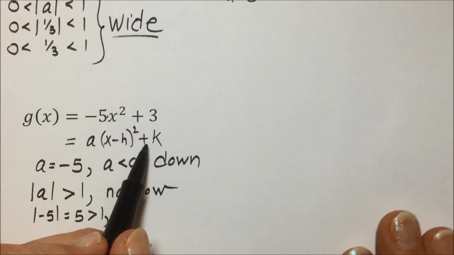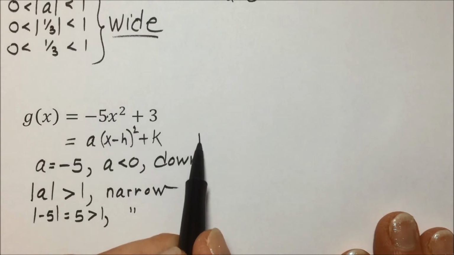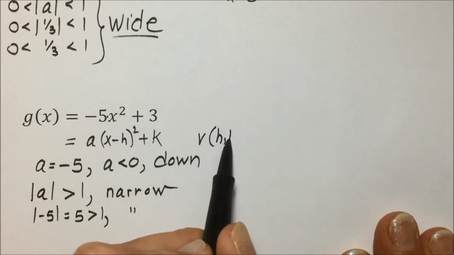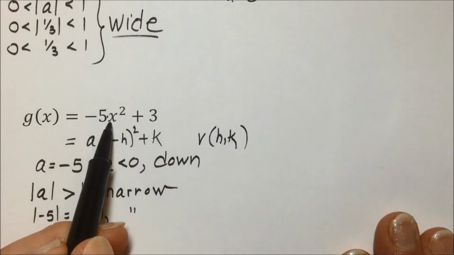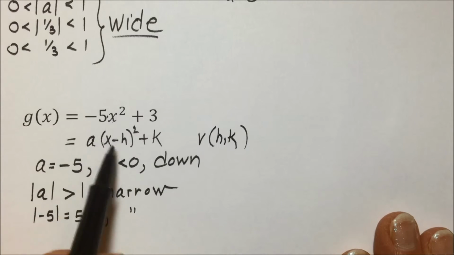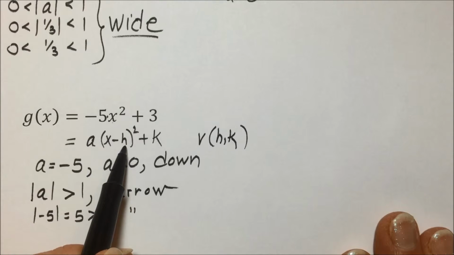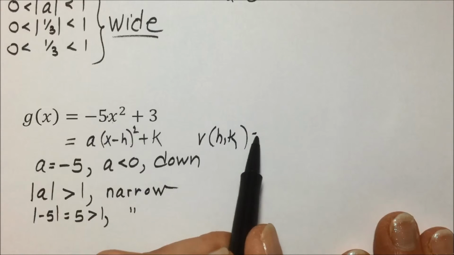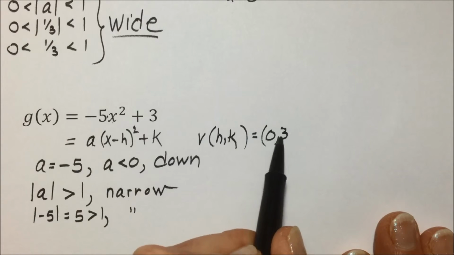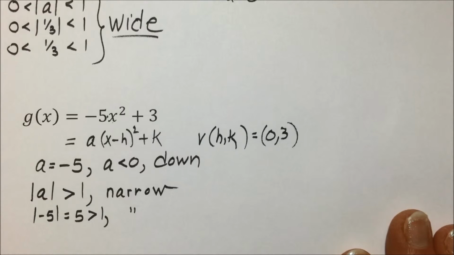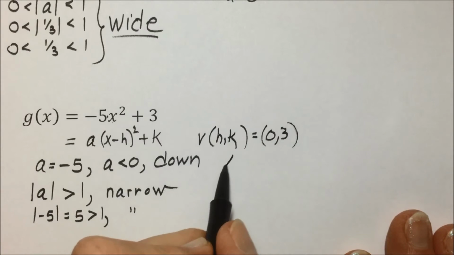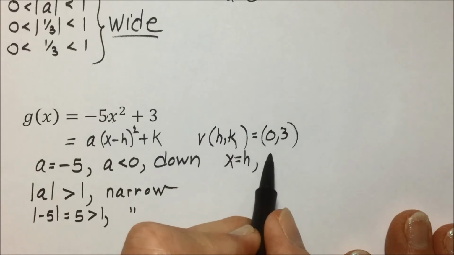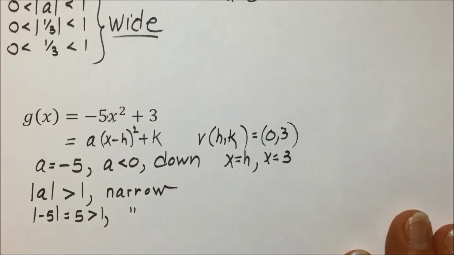to analyze this further, we can determine the vertex, which is h, k. There's nothing being subtracted from the x before it's squared, so our h is 0, and our k, the signs agree, so our k is 3. Our vertex would be at 0, 3. We have a translation of our basic f of x is equal to x squared, 3 to the right. Our axis of symmetry is x equals h, which would be, in this case, x is equal to 3.